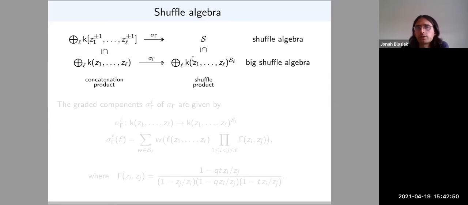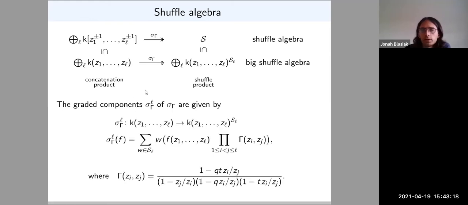This direct sum of symmetrized Laurent polynomials in an increasing number of variables, we call the big shuffle algebra, with a certain product that I'll soon define. And maybe I'll start by telling you about this bottom map here. This is a gamma symmetrization map, and it's defined component by component.